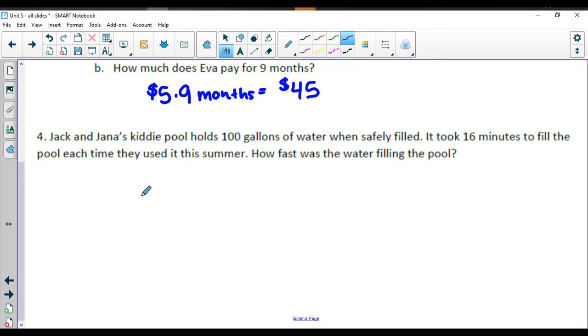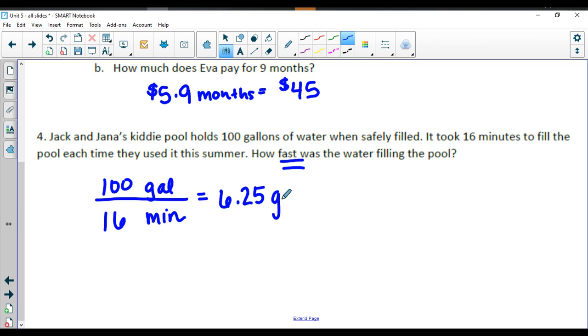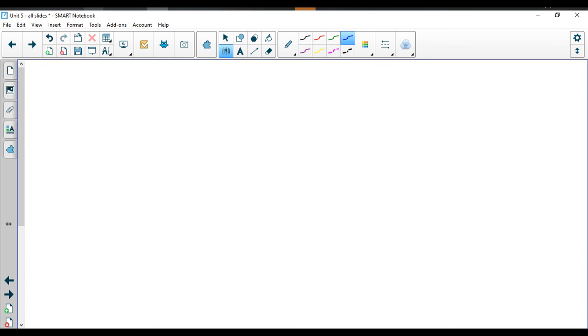It took 16 minutes to fill the pool each time they used it this summer. How fast was the water filling the pool? So how fast? We're filling up the pool, so we're doing gallons per minute. So on the top, I'm going to have gallons per minute. So the gallons is 100. The time was 16. So if we do 100 divided by 16, we get 6.25 gallons per minute. And that's it for your lesson on rates for today.